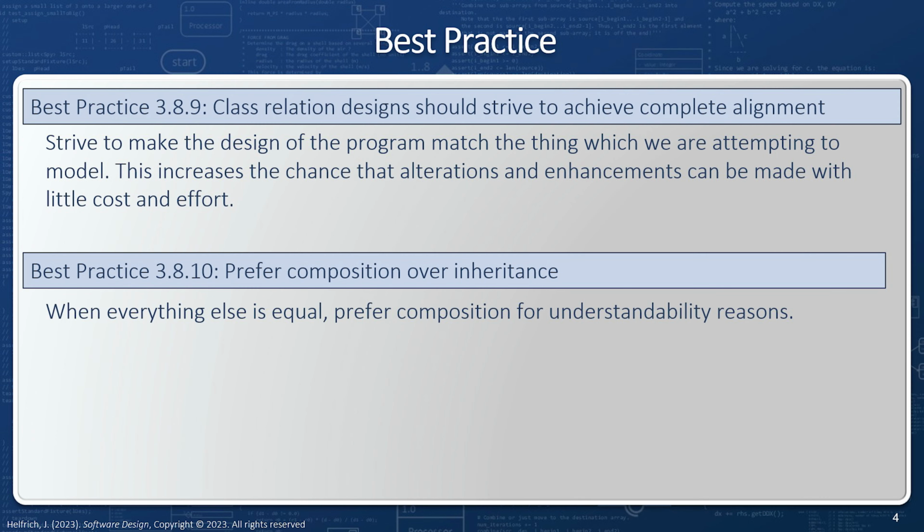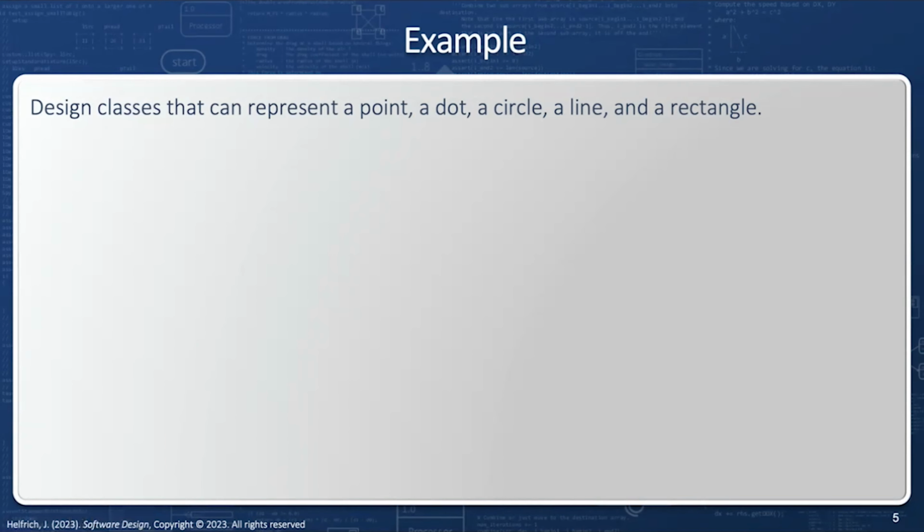So there are two best practices. The first is class relation design should strive to achieve complete alignment. In other words, the structure of the class relations should reflect the problem domain. And the second, when that does not help, prefer composition over inheritance. So let's take a look at an example.